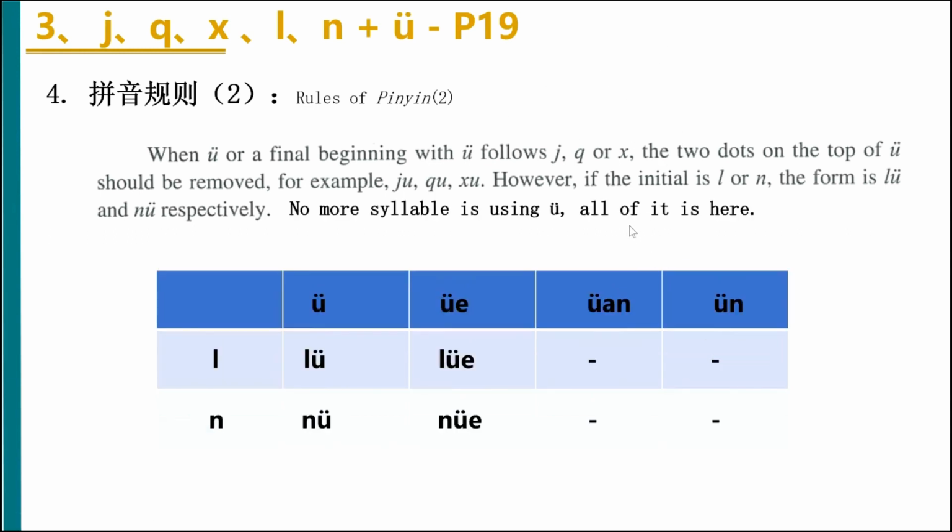And when ü is a final beginning with ü follows l or n, the form is like this. Like these four I listed here. Literally, these four can form the sound, right? Just simply put them together, but they refer to no character, so no use of it. And also, the rest of the shengmu don't spell with these four. Finals beginning with ü form no character.